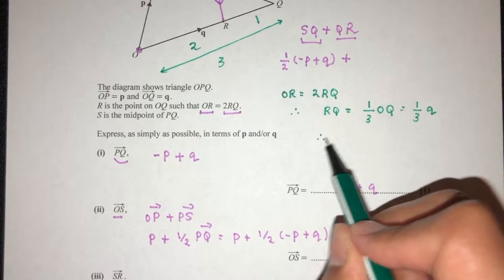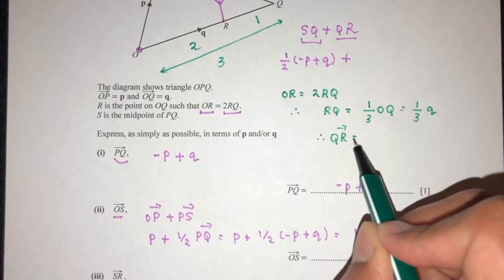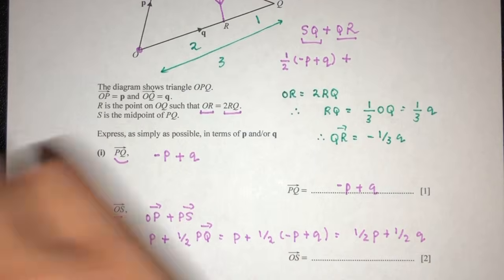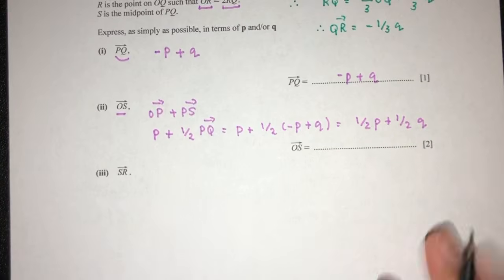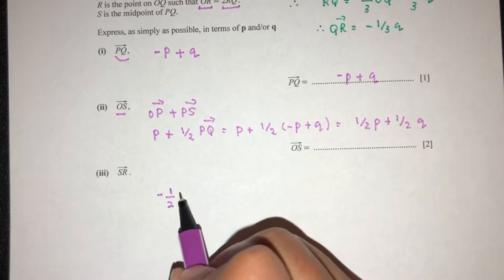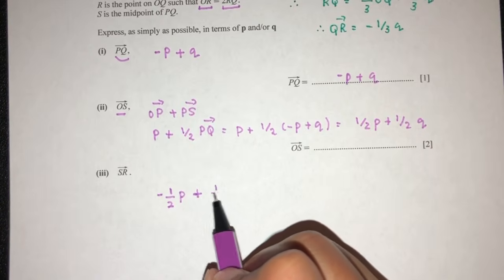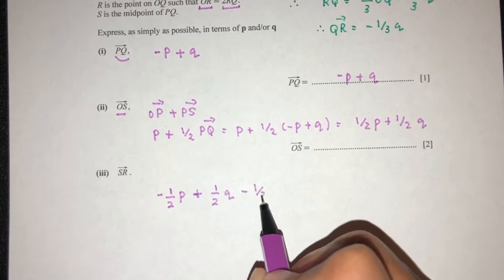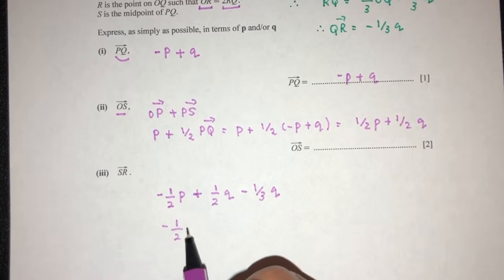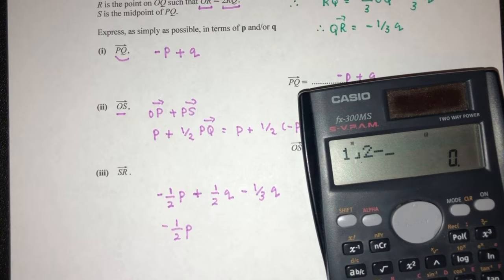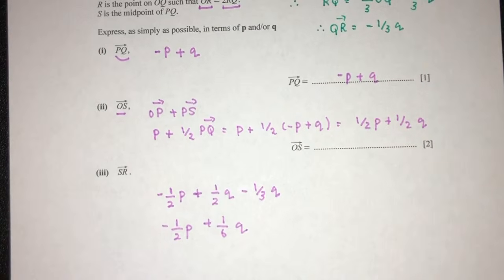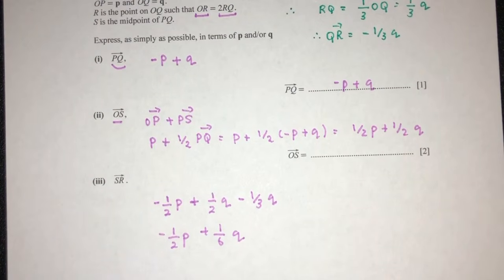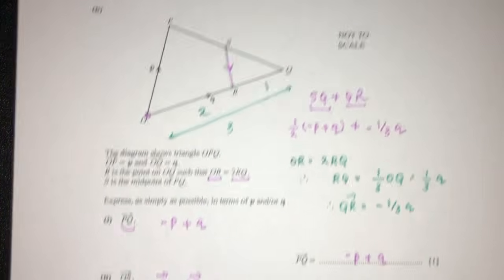This is RQ. Now simply QR will be in the opposite direction. That will be minus 1 over 3 Q. So replace back in your main equation. Finally you will have minus half P plus half Q minus 1 over 3 Q. That will be minus half P, and then half minus 1 over 3, that will be plus 1 over 6 Q. That is your value for SR. And that will be your question, part B, and that is your last question of this paper, question number 10. So I hope that was somewhat helpful. As always, thank you for watching. I will see you soon.